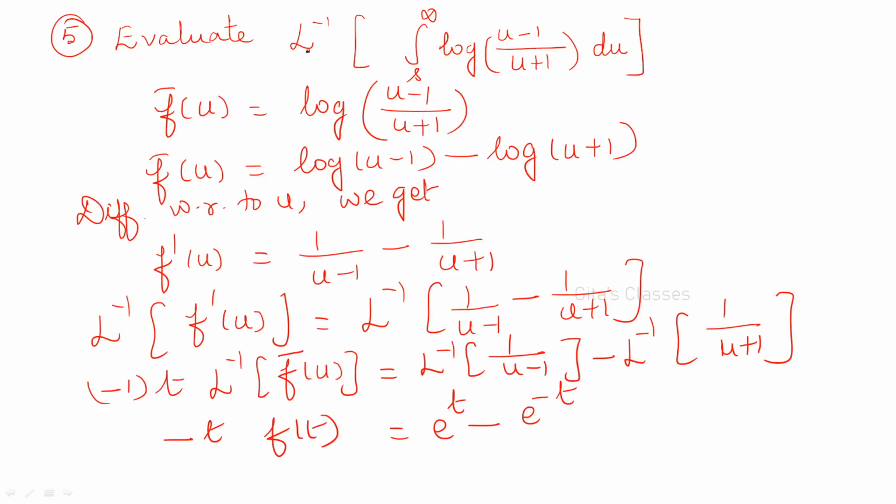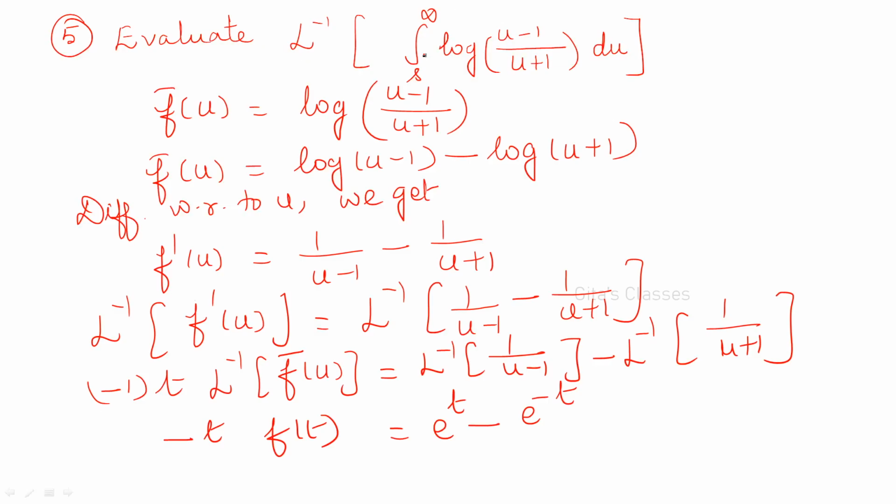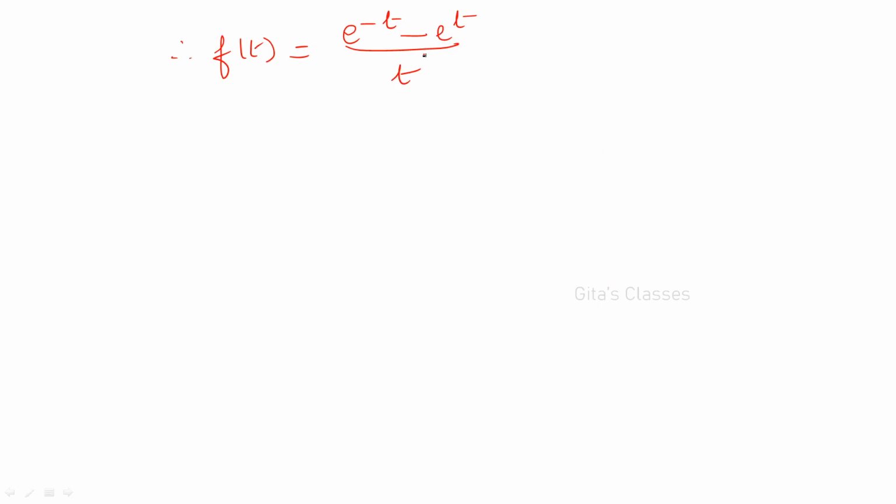I am taking this t to the right hand side and minus also to the right hand side. Therefore, I can write it as e power minus t minus e power t divided by t. The left hand side you have t into f of t. I am bringing the t and minus also to the right hand side. So, I am writing e power minus t first and e power t next. Okay. What is it f of t the required function?